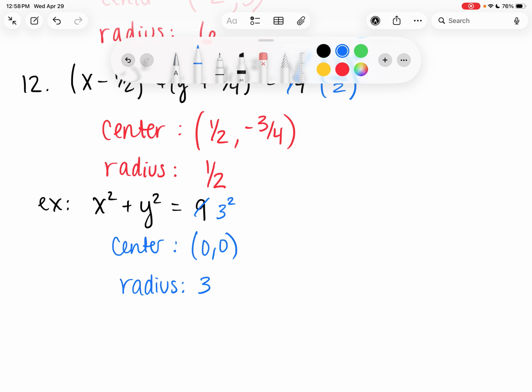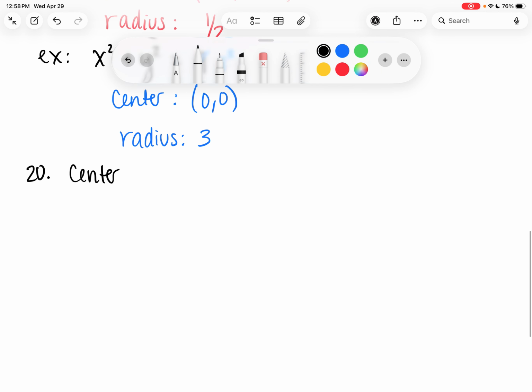All right, we're going to work the opposite way now. They're going to give us a center and a radius, and we're going to write the equation with what we're given. So number 20, they tell us that the center is at (4, 0), and the radius is 4.